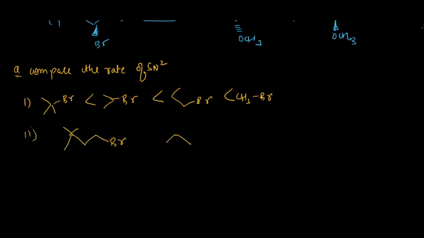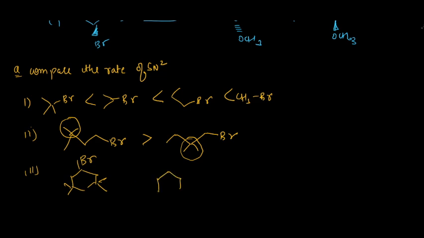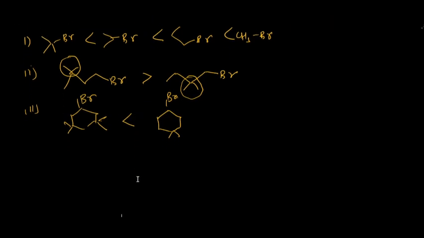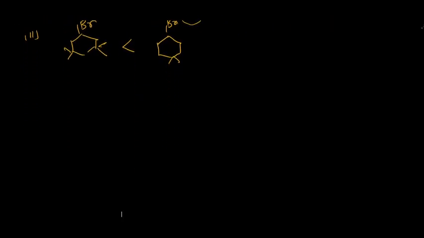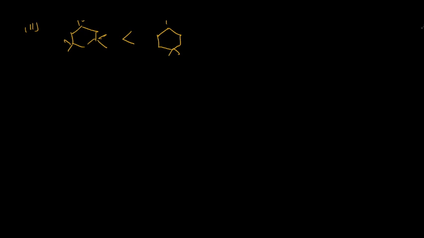Next, Br, Br. We know in this case this is near and this is far. This is providing the steric crowding and the remaining parts are the same. So the rate will be first, then third. Then we have Br and Br. So the rate will be more in the second because again there is less steric crowding. We are comparing the rate of SN2. The attacking species must be a strong nucleophile.